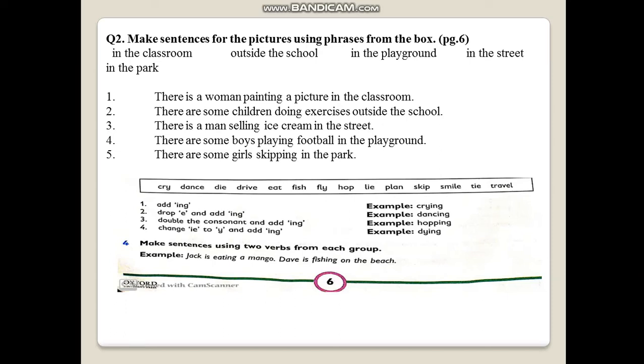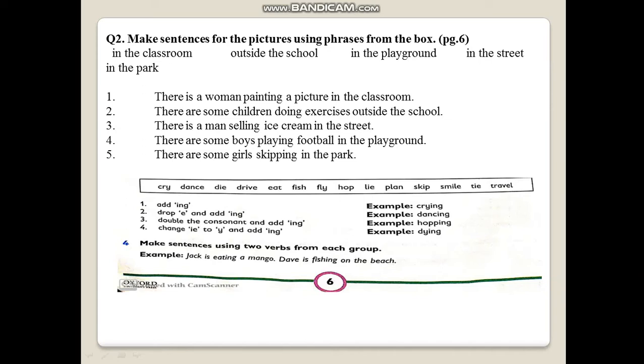What you have to do is add ing, drop E and add ing, double the consonant and add ing, or change IE to Y and add ing. Like you have the examples here. CRY, you just put ing after this word and it becomes crying. You have to drop E in dance and add ing, it becomes dancing. You have to double the consonant.